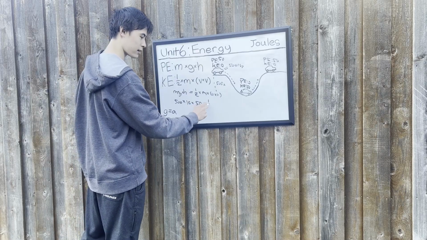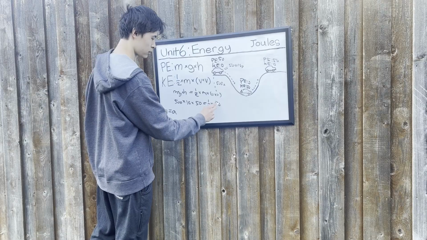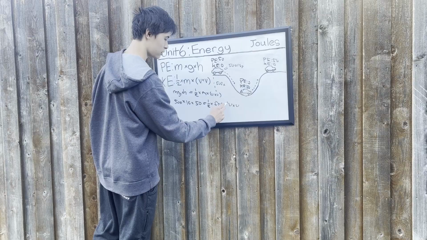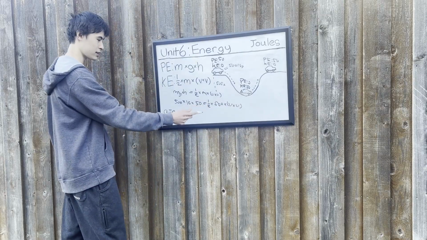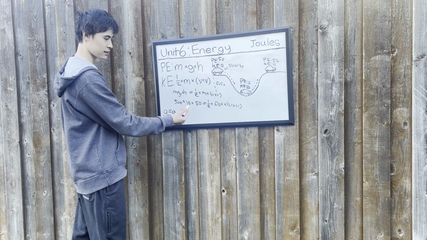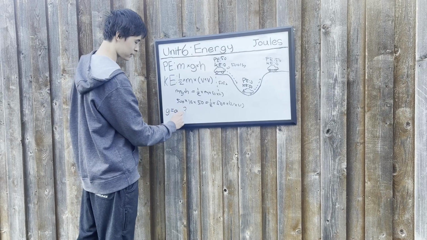So that's 1/2 times the mass, which is 500, times the velocity times the velocity. And we're trying to find the velocity. So 500 times 10 times 50, guess what that is? That's 25,000.